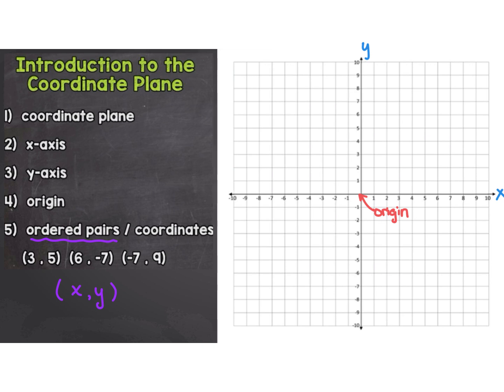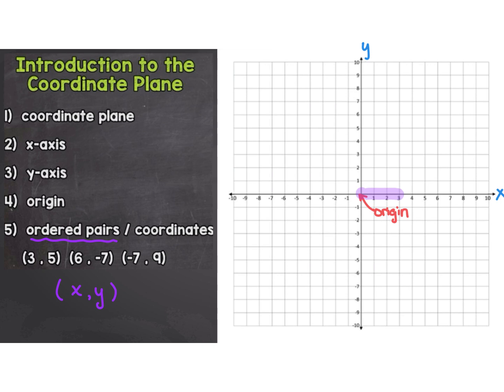So if you look at our three examples, the first one that we're going to plot is this 3, 5. So what you want to do is go into the graph, to the 0 point right here. We're going to start here, and we're going to go over to the right because it's a +3. So we're going to go over 3: 1, 2, and 3.